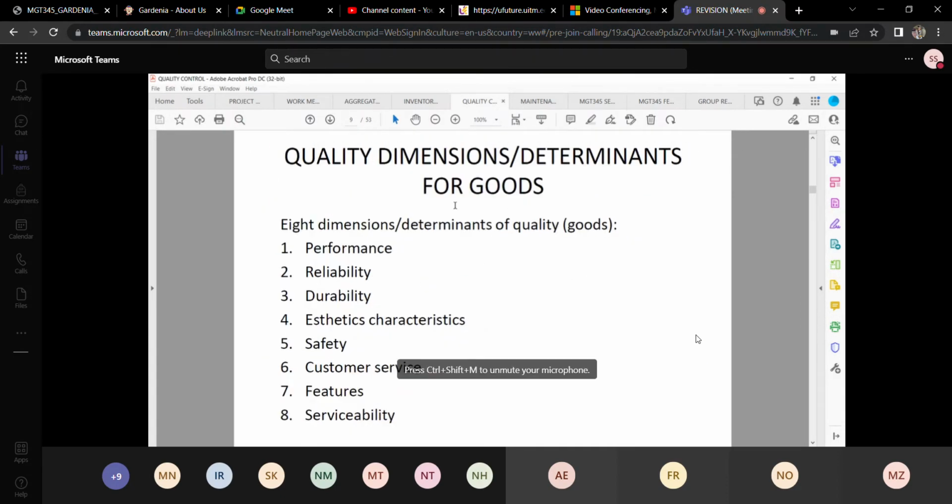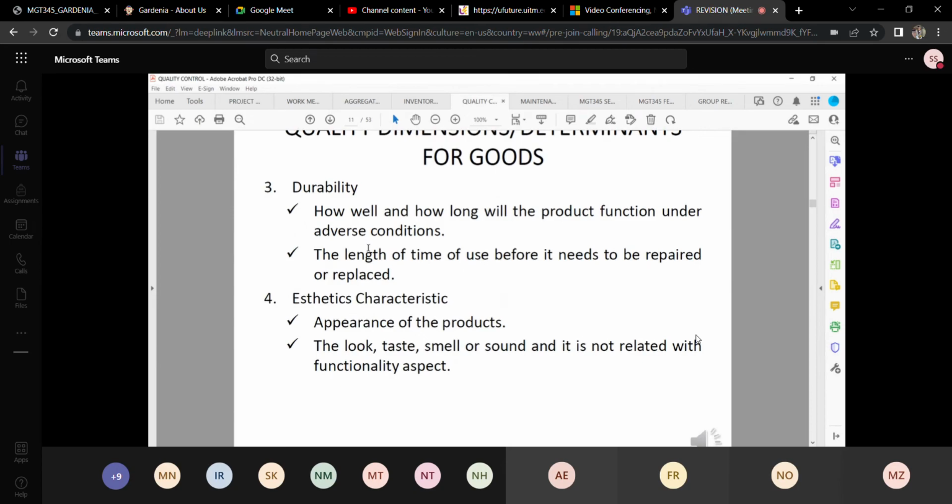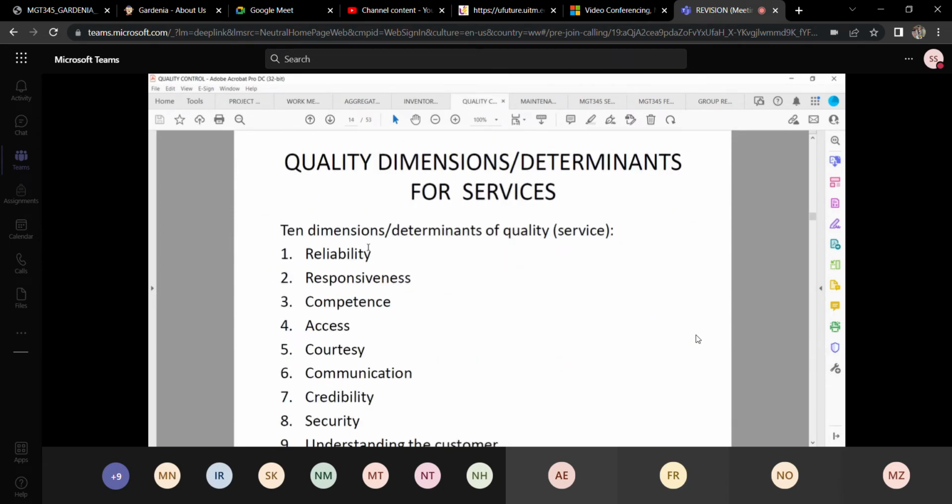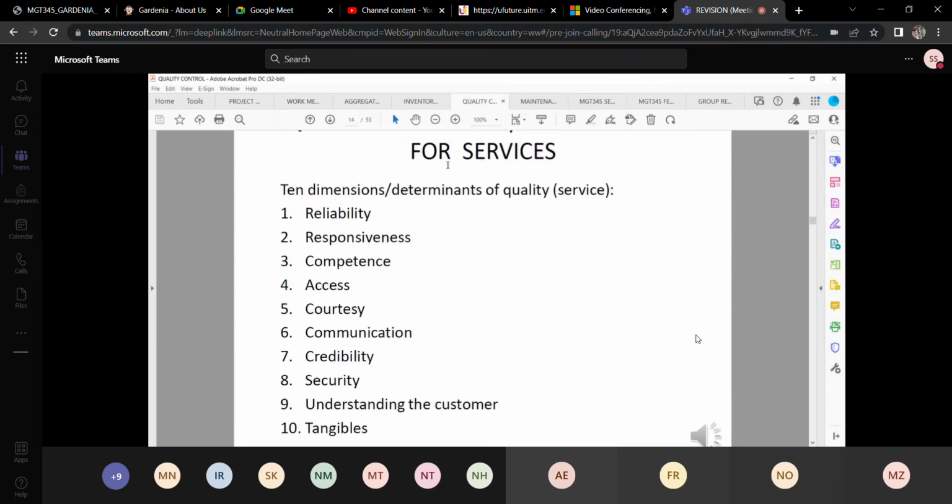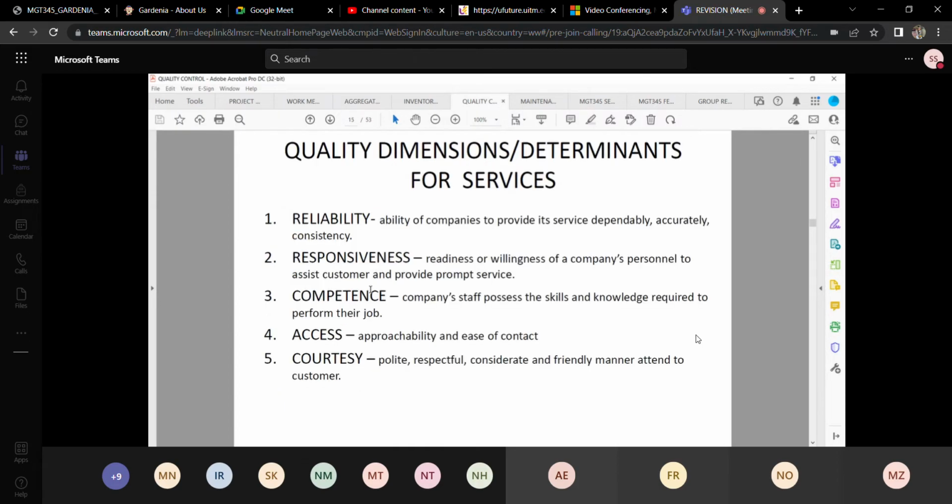Objectives of quality. Okay, the difference between the quality dimension or the determinants for goods and services. Difference here, 8 for goods, and then you have 10 for the services. The 10 dimensions or determinants of quality for service, and the 8 dimensions or determinants of quality for goods. So different, yeah? So you should know one by one.